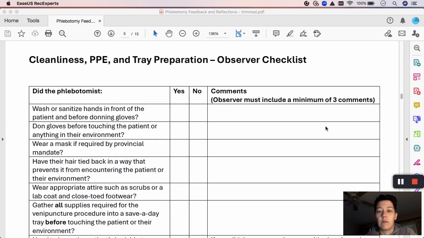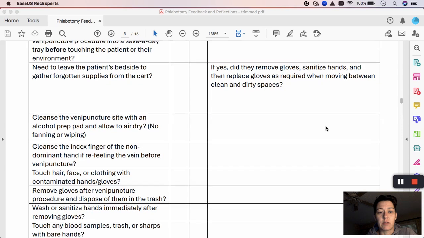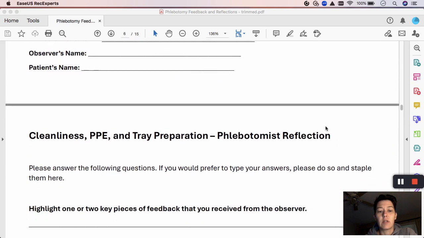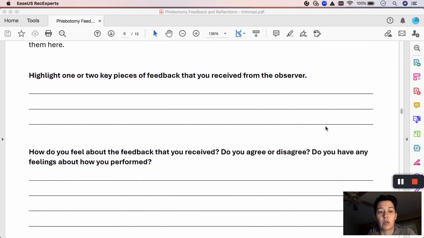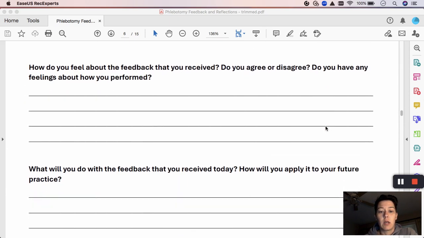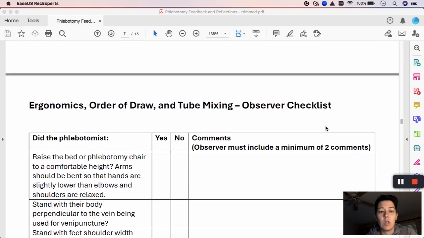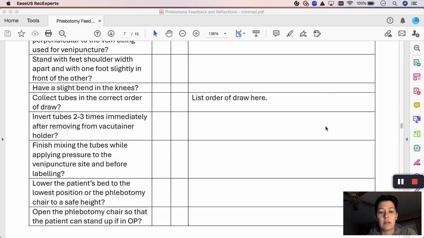Next section, very similar. It's an observer checklist with questions. Very similar phlebotomy questions, reflection questions here. And they all kind of follow that same format.